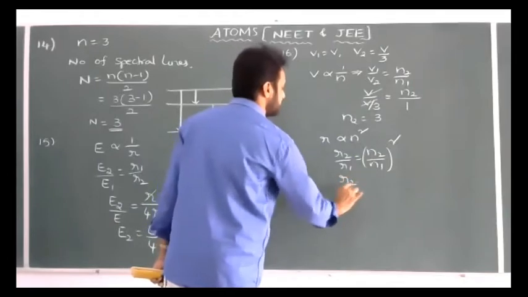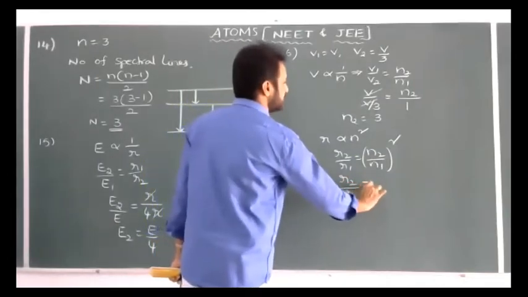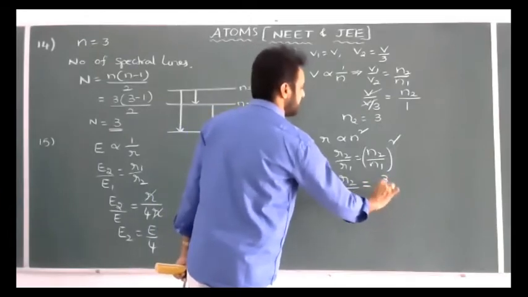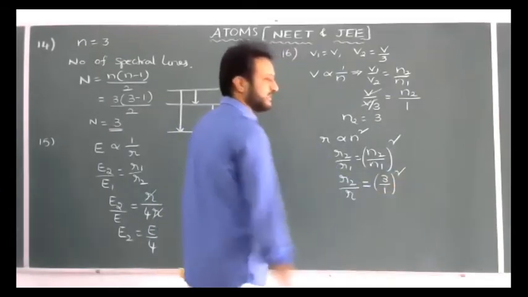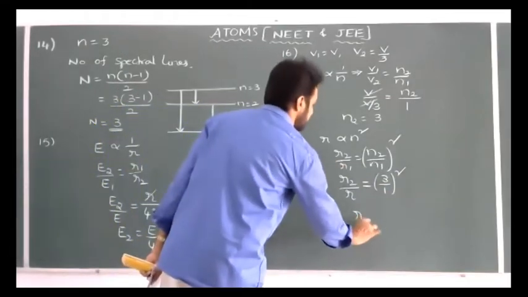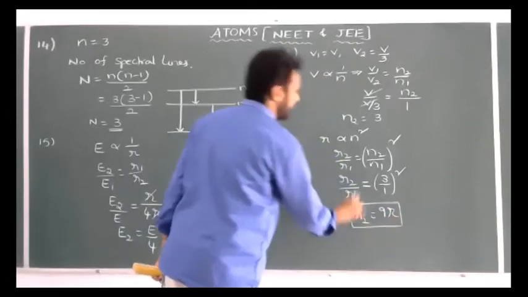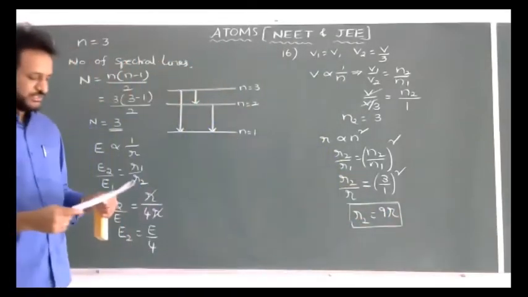R2 by R1 is equal to, the values given in the question, N2 is equal to 3 by N1 is equal to 1, whole square. So 3 square is equal to 9. Taking R to the right side, R2 is equal to 9R. So the answer is 9 times the original radius. Check the options: the fourth option is correct.